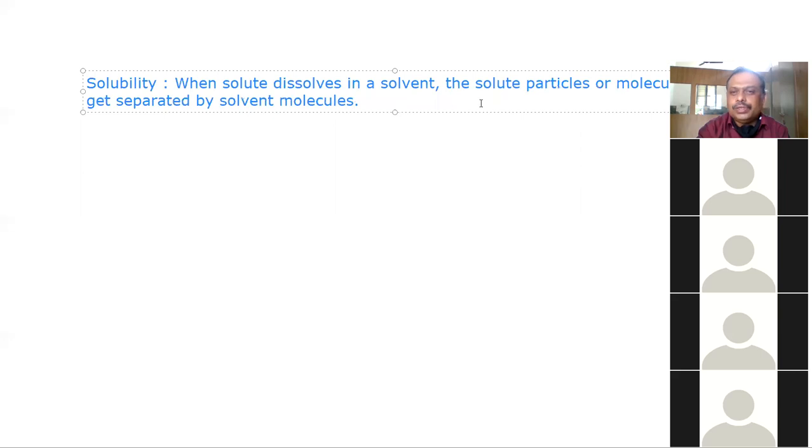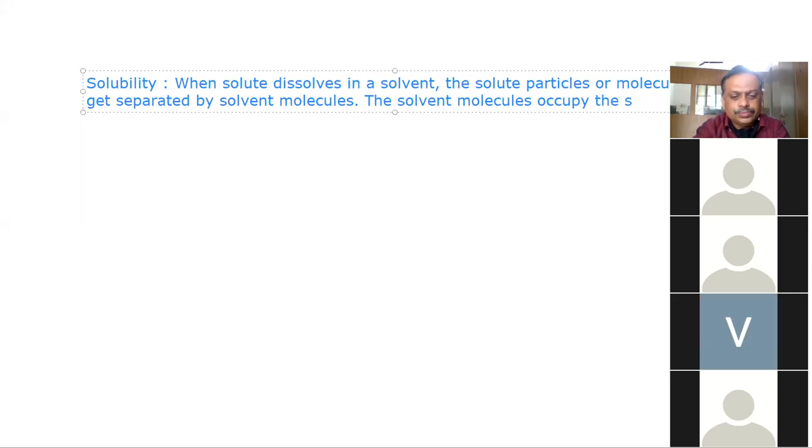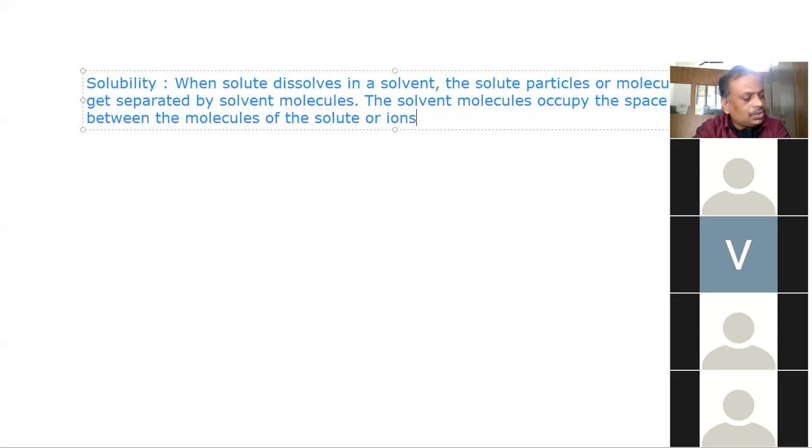When solute dissolves in solvent, the solute particles or molecules get separated by the solvent molecules. And what happens? The solvent molecules occupy the space between the molecules or ions of the solute.